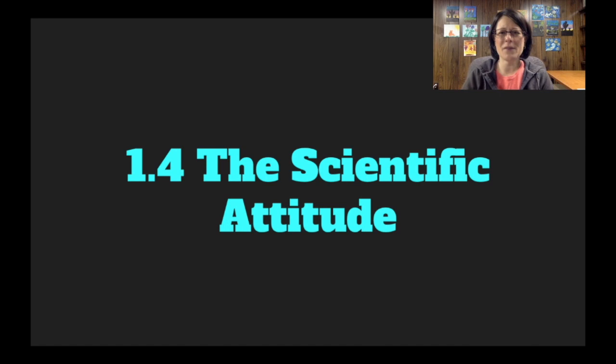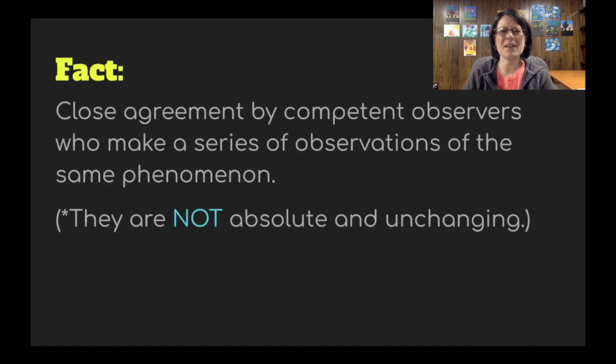Now, we're going to talk about the scientific attitude. There are actually a number of terms that we have to make sure we understand and can keep straight. The first one is a fact. A fact is close agreement by competent observers who make a series of observations of the same phenomenon. And one thing we have to realize about facts is these are based upon observations. However, observations are fallible depending on your point of view. Maybe you don't completely understand what you're observing.